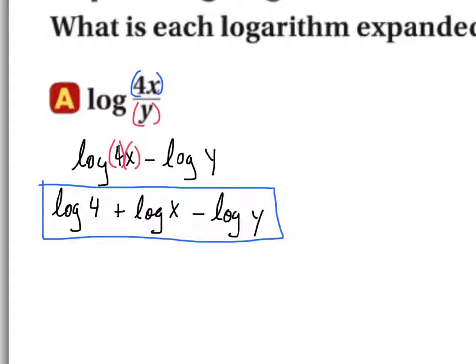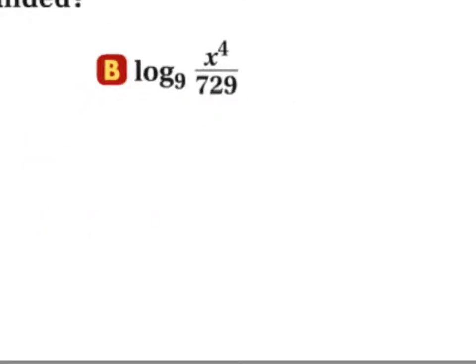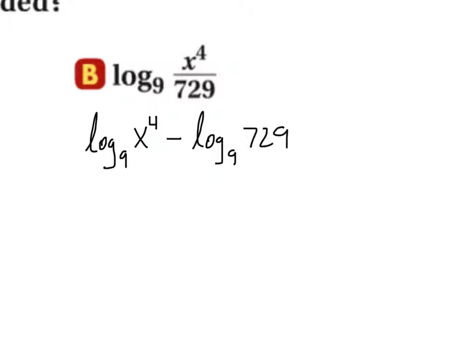All right, we are expanding logarithms. Let's take a look at example B. Log base 9 of x to the 4th power over 729. What do I do first? Subtract. Or I use subtraction, quotient, yeah. So what do I write? Log base 9 of x to the 4th minus log base 9 of 729. Very good, very good.